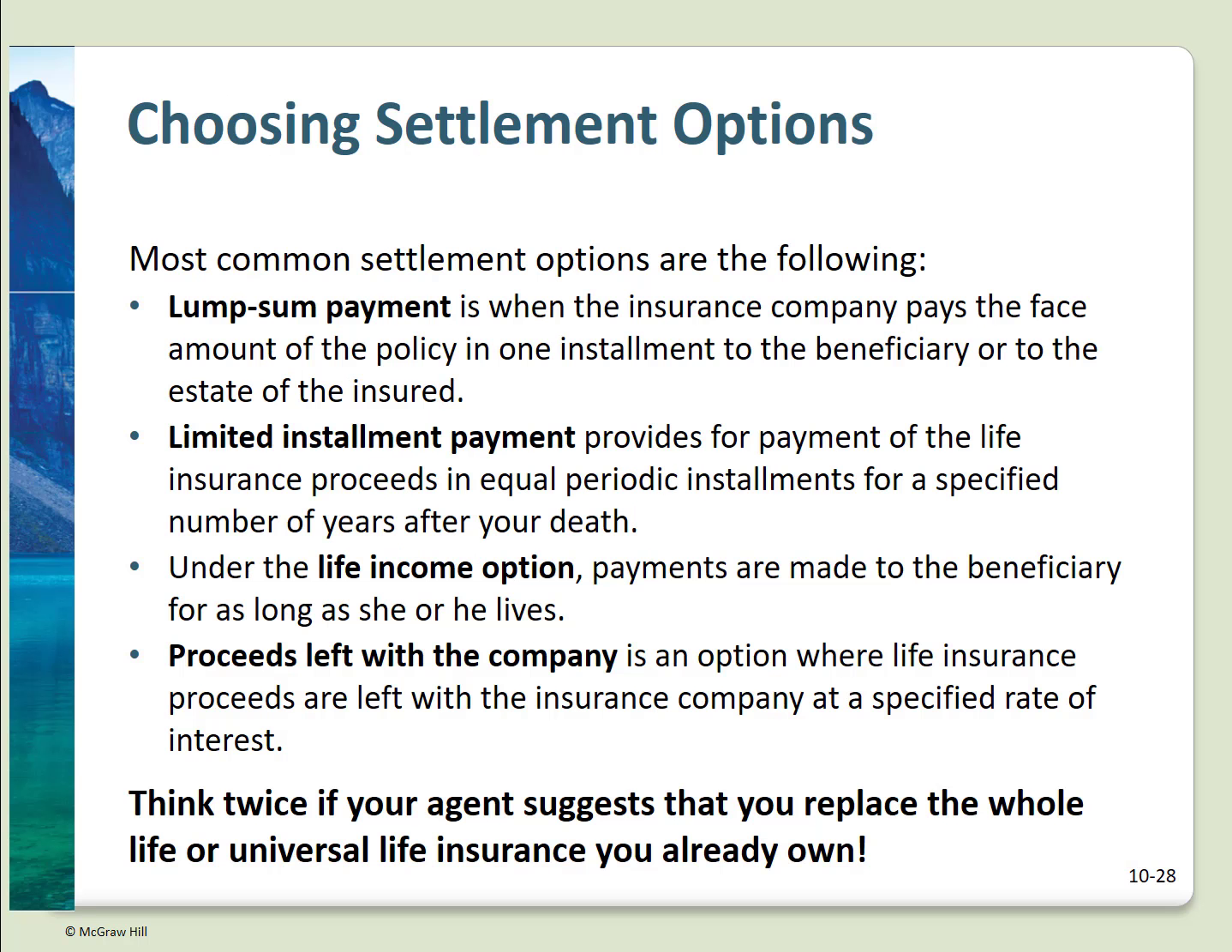Life insurance benefits can be paid out in several ways. The lump sum is by far the most common. Payments may be made in equal installments over a specified number of years. A life income option can be set up to provide life income for the beneficiary, or of course the proceeds can be left with the company with interest paid to the beneficiary.